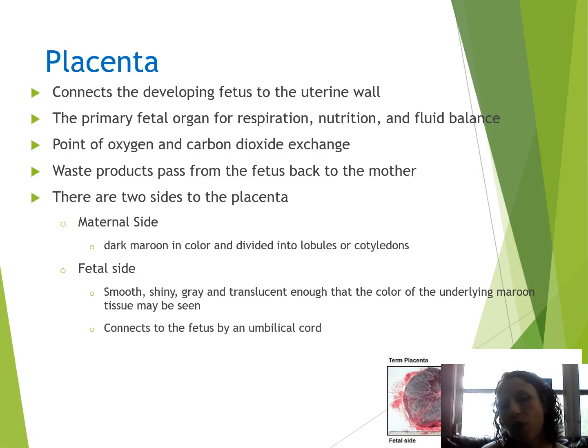So you have one part of the placenta. The placenta is attached to the uterine wall. And on this side, you have baby's blood, right? The fetal blood. And on this side, you have the maternal blood. And they don't actually mix. Super neat.